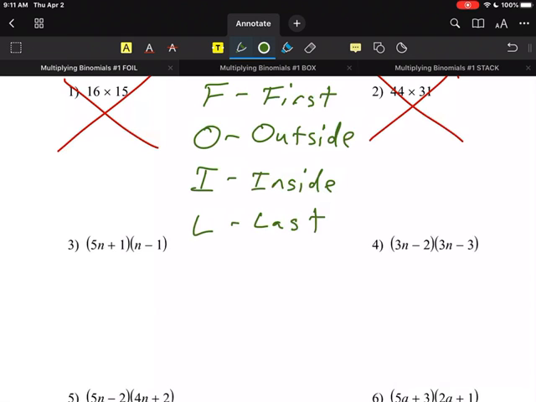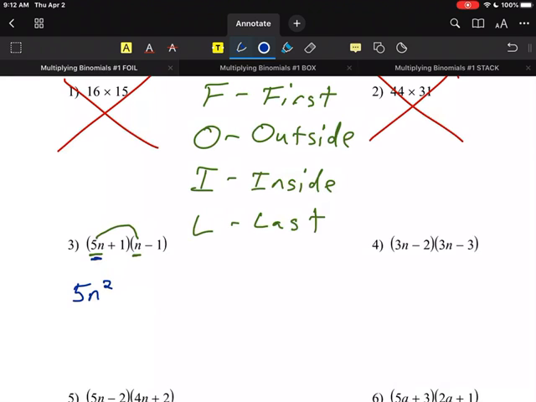So we multiply the first times first. So the first term in the first polynomial times the first term in the second polynomial. So 5n times 5n is 5n squared, right? Remember, there's two n's now. So when you multiply them, you add the exponents. So 5n squared.